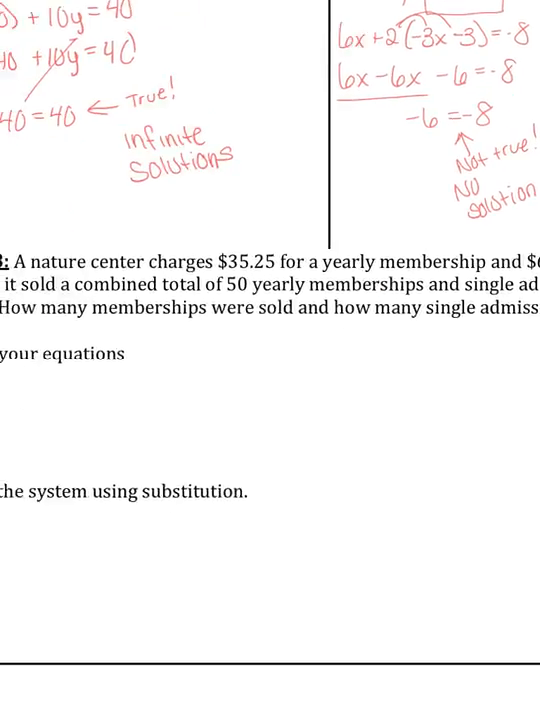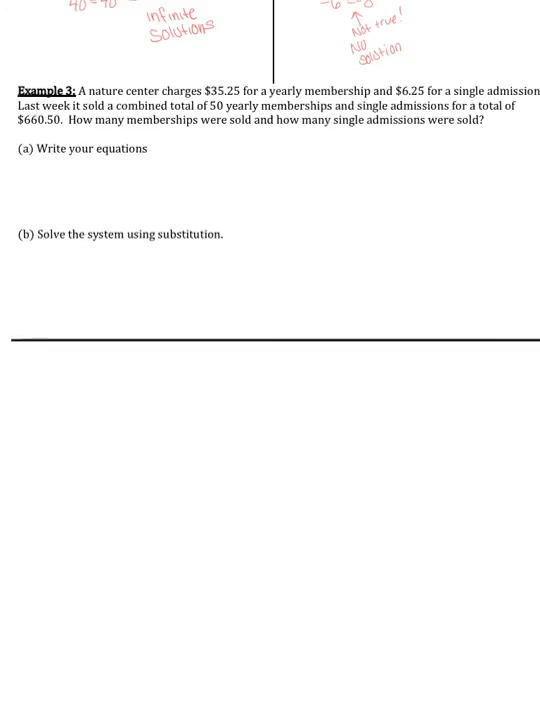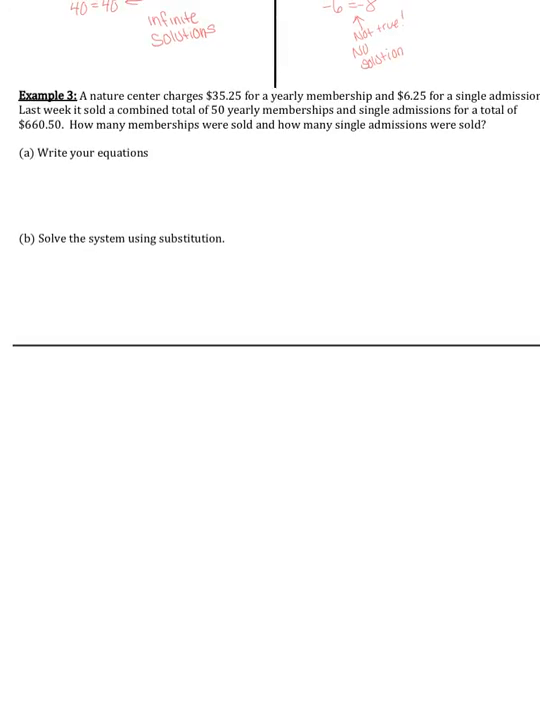All right, so get used to word problems in this unit, because we're going to do a lot of them. So we're just going to squeeze one in every video. So in this one, it says a nature center charges $35.25 for a yearly membership. So there's one option. Or $6.25 for a single admission. Last week, it sold a combined total of 50 yearly memberships and single admissions. So altogether it was 50. And they gathered that much money. So how many memberships were sold and how many single admissions were sold?